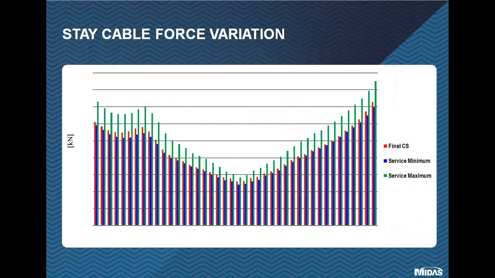Finally, this is the stay cable force variation taken from Midas Civil's output. You may see the red one as the cable forces after completion of the construction stage, and the other two variations represent the maximum and minimum cable forces under the service loads. Until this stage, the stresses and cable force analysis are now complete.